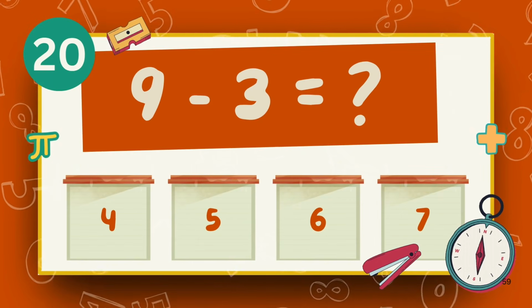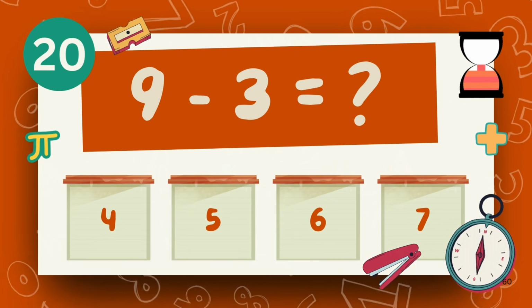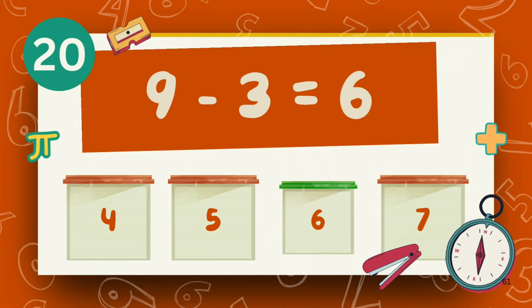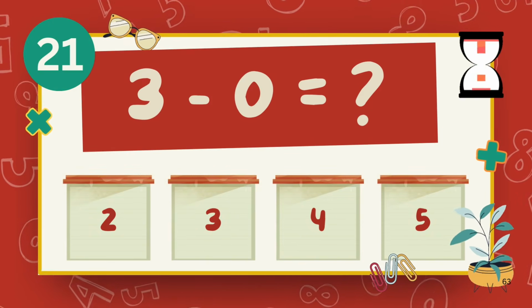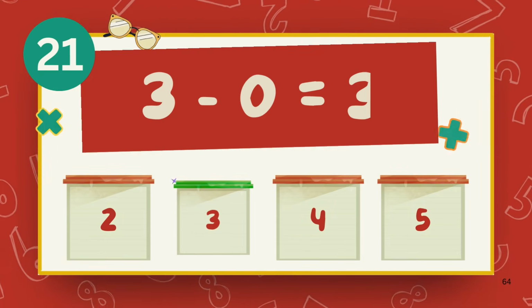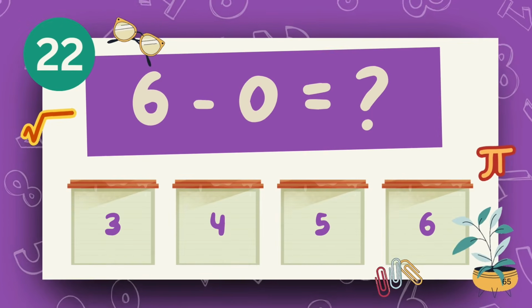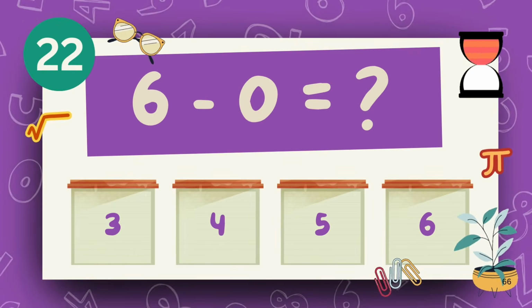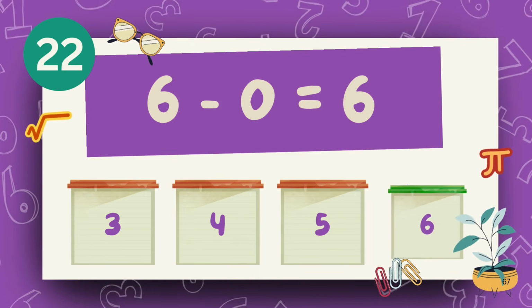What is 9 minus 3? The answer is 6. What is 3 minus 0? The answer is 3. What is 6 minus 0? The answer is 6.